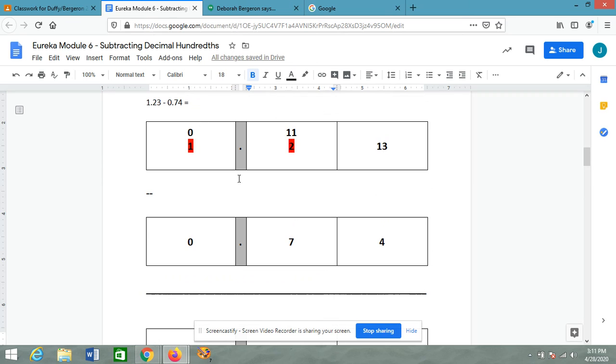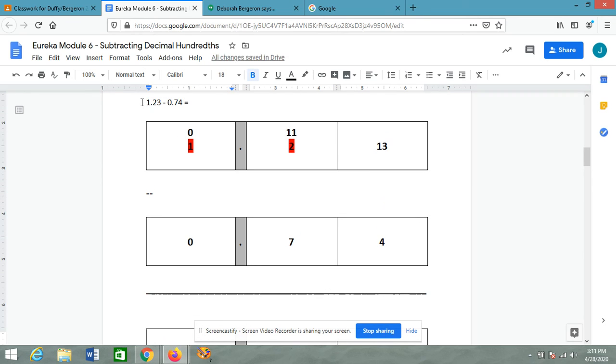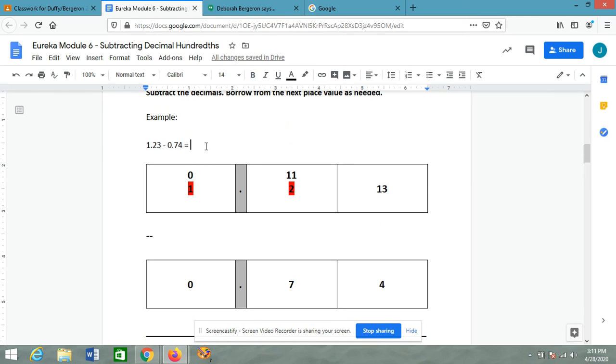Now let's subtract the ones. 0 minus 0 is 0. So 1 and 23 hundredths minus 74 hundredths is 49 hundredths.